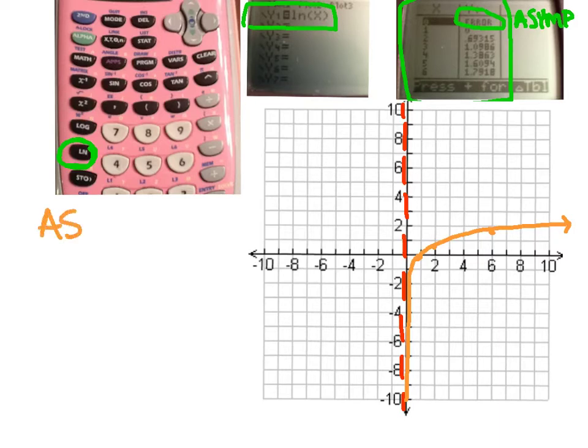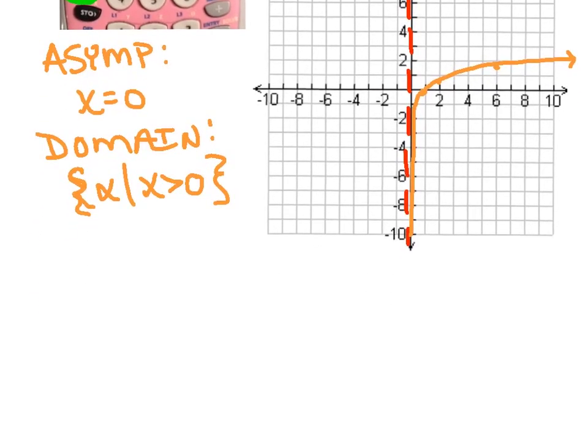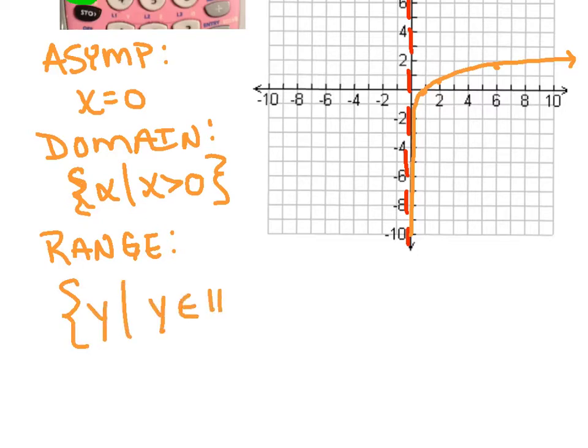If they wanted me to write the equation of that asymptote, I would simply say x equals 0. If they wanted to know the domain, I would say that it is the set of all x values such that x is greater than 0. In other words, it lies entirely to the right of that vertical asymptote. And then last thing here, if they wanted to know the range of this function, we could say that it's all y values such that y is an element of the set of real numbers because the graph extends infinitely low and then infinitely high, albeit at a very slow rate.